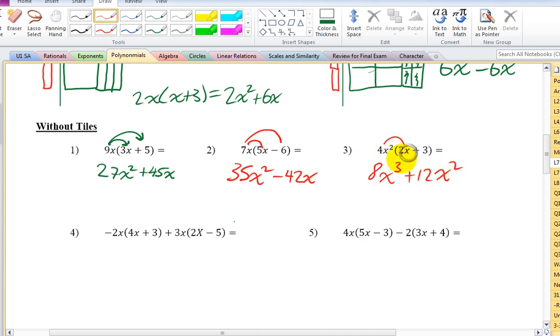So x squared times x gives us x cubed. We do a lot more than that, and that's why we can't use algebra tiles for every question. It just helps us get the ideas down solid.